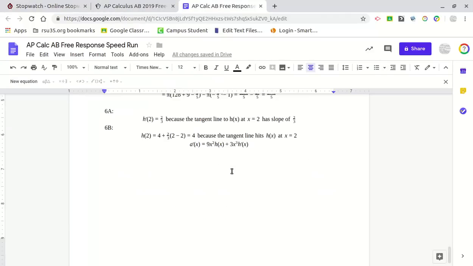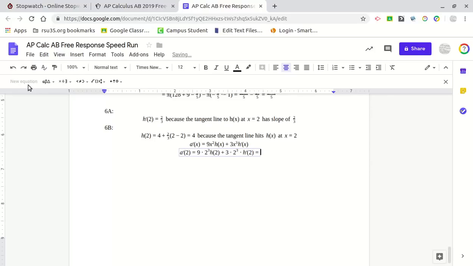Oh, I was here. So I was trying to find g prime of 2. And g prime of 2 is 9 times 2 cubed, because x is 2 now, h of 2, but h of 2 is 4, I'll put that in later, plus 3 times 2 cubed times h prime of 2.